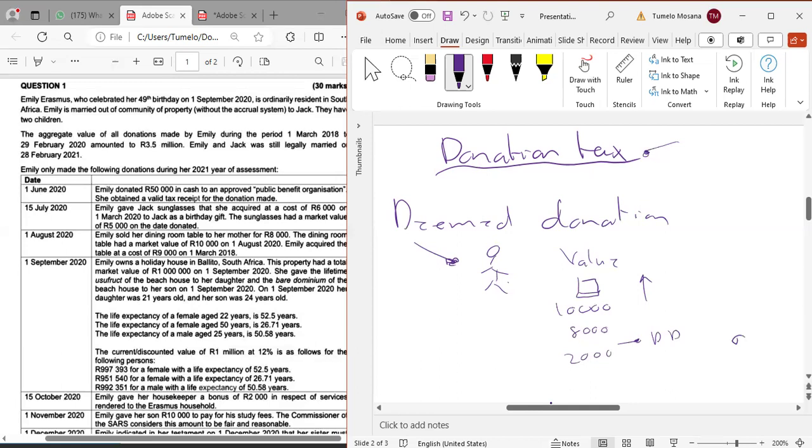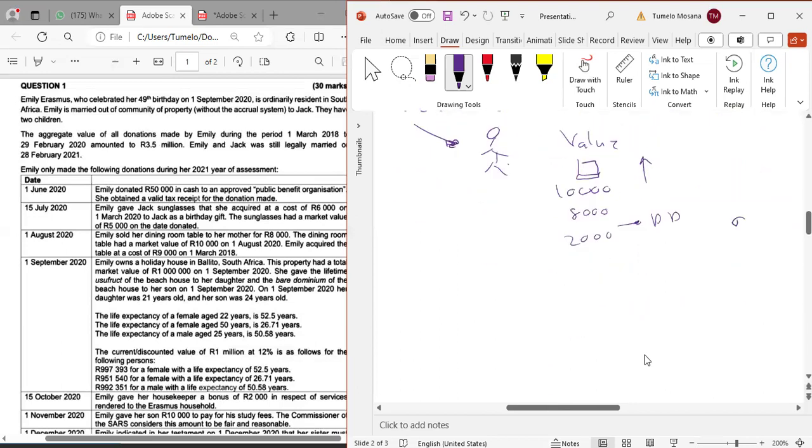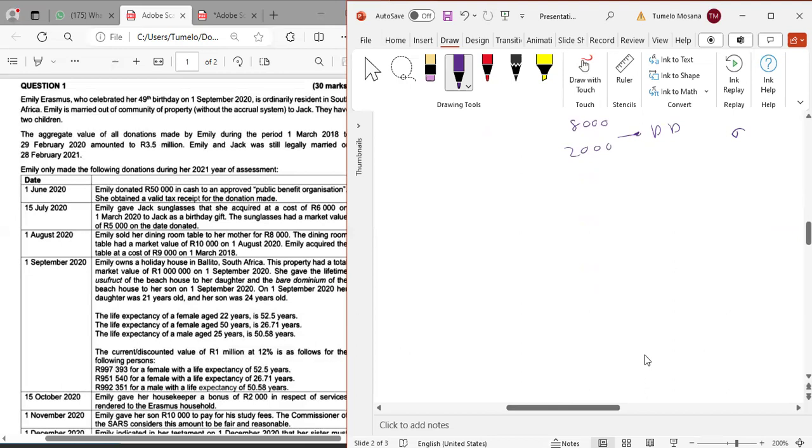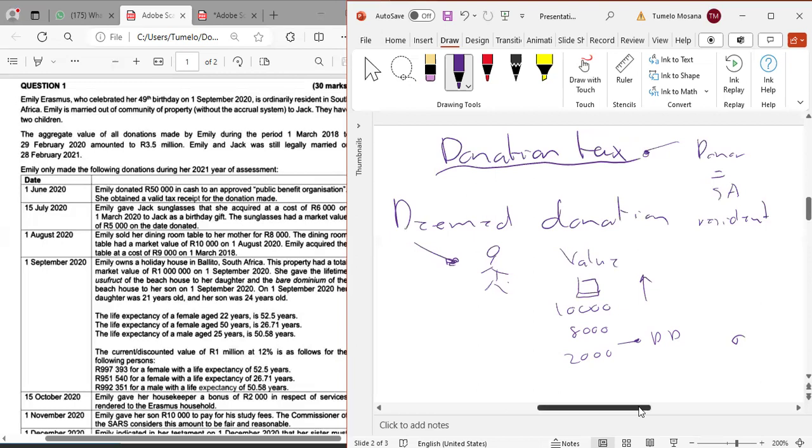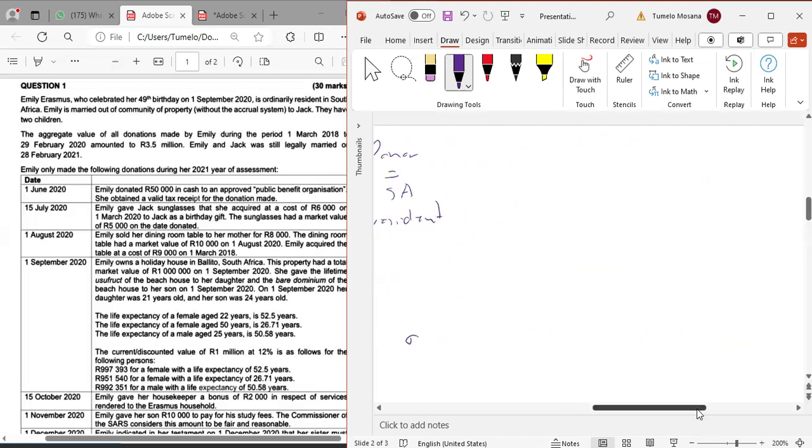We need to understand the liability of donations tax. Donations tax is only applicable if the donor is a South African resident. So whether the property that you are donating is in the USA or South Africa, it doesn't matter. What matters is the donor has to be a South African. The donor might donate the property that he or she owns.